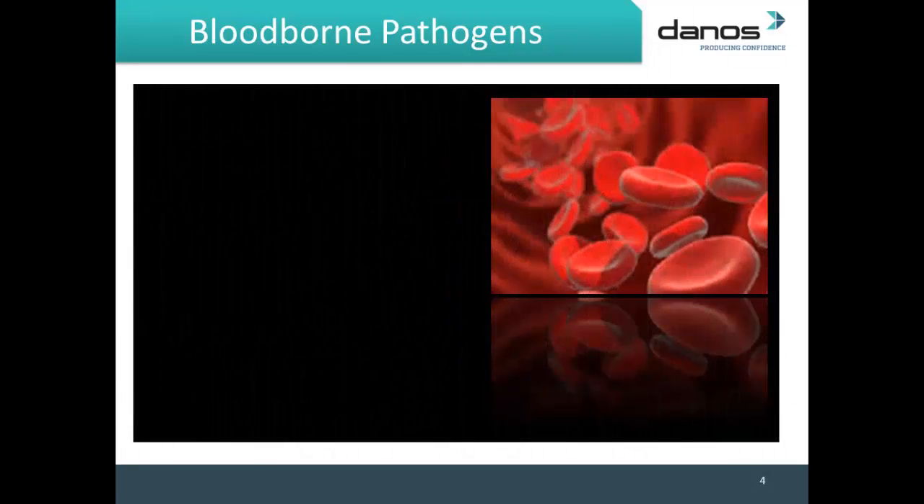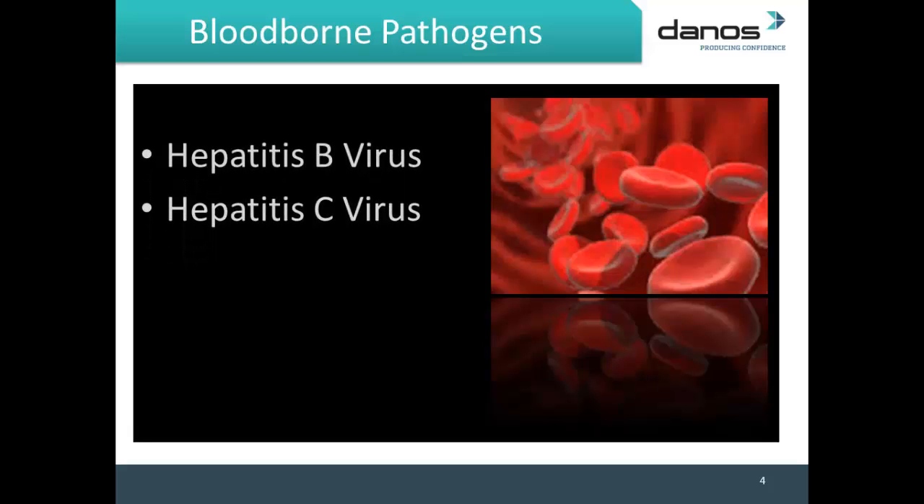The most common forms of bloodborne pathogens are the hepatitis B virus, the hepatitis C virus, and the human immunodeficiency virus, or HIV. Hepatitis C has been known to live outside of the body for up to 1 week and up to 2 weeks in a laboratory setting.